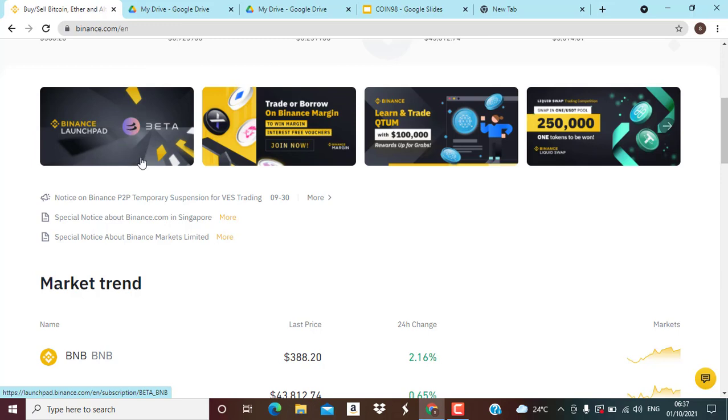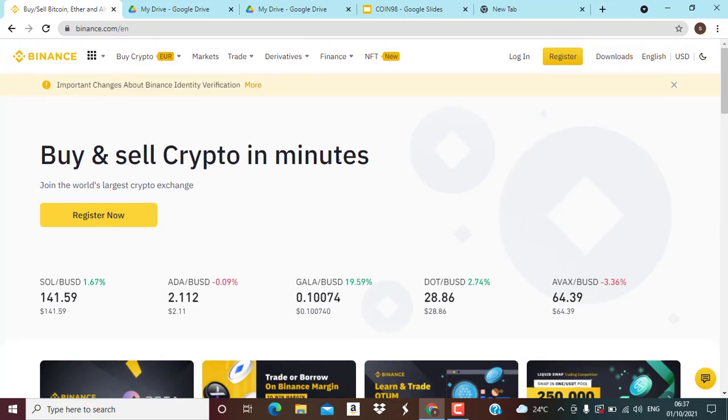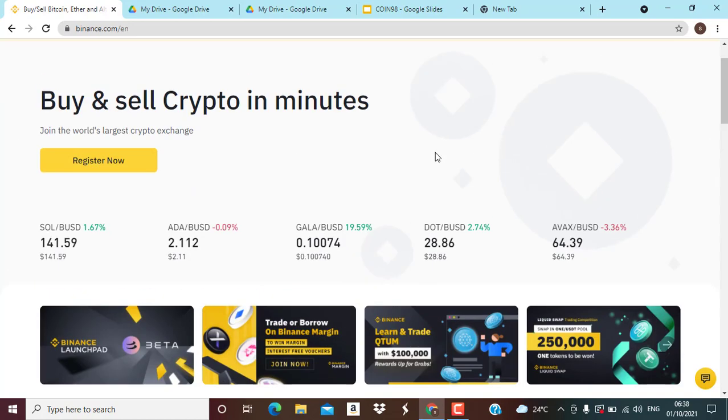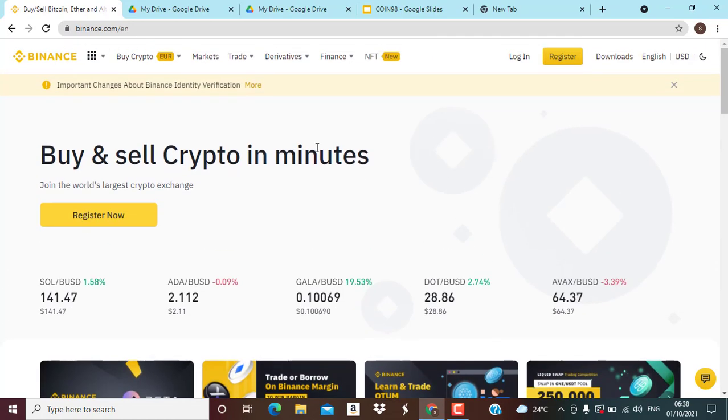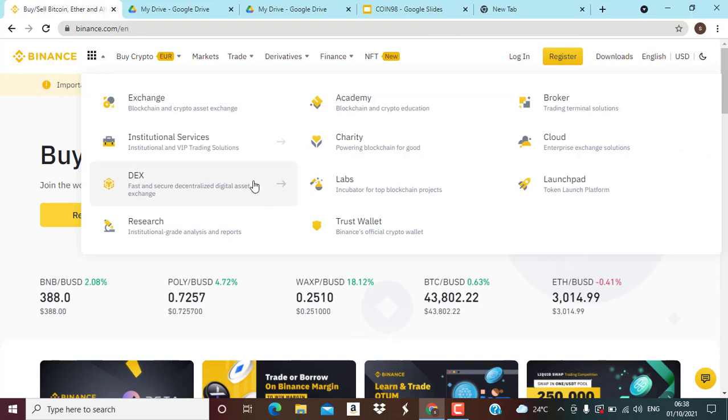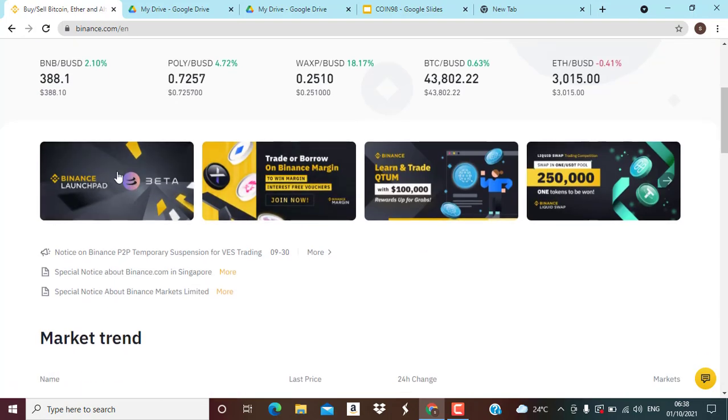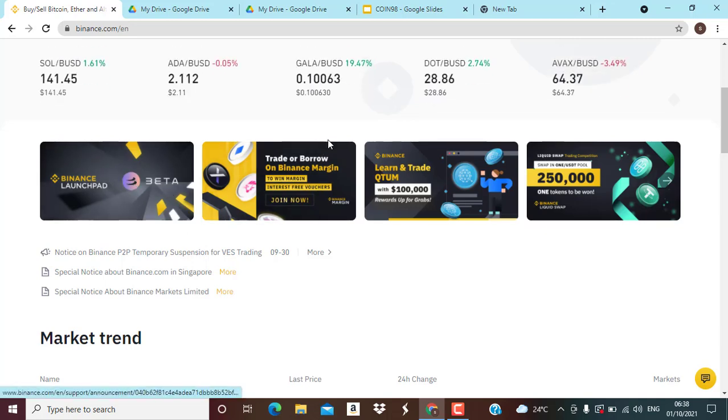Now, if there is anything I will advise you to participate in to get yourself involved, it is the Binance Launchpad. Right here, Binance just announced the Beta launchpad on Binance. So what you have to do is log into your Binance account, then ensure your account is verified. Then you move to launchpad, or you simply click on this icon right here and it will take you to this page on the launchpad.